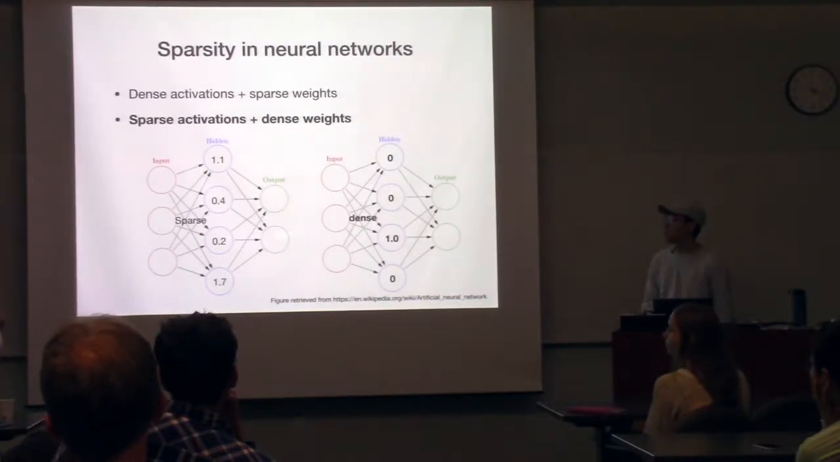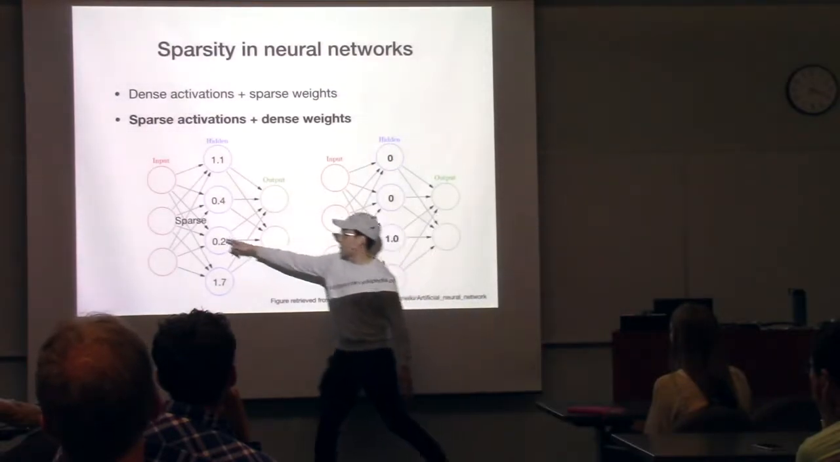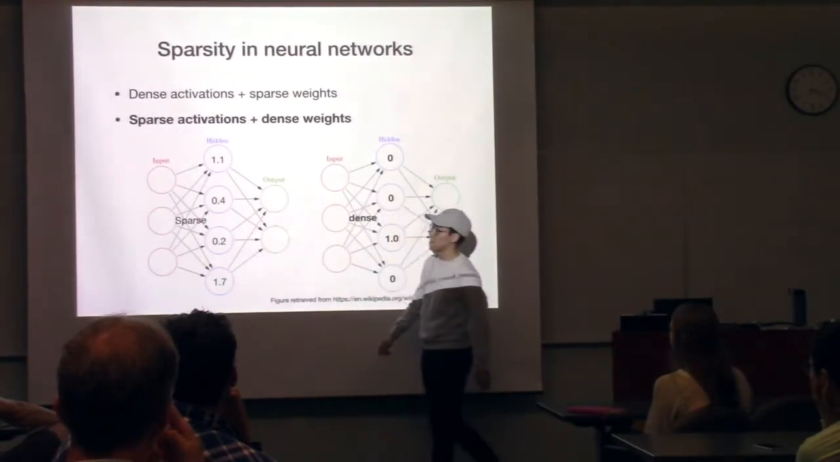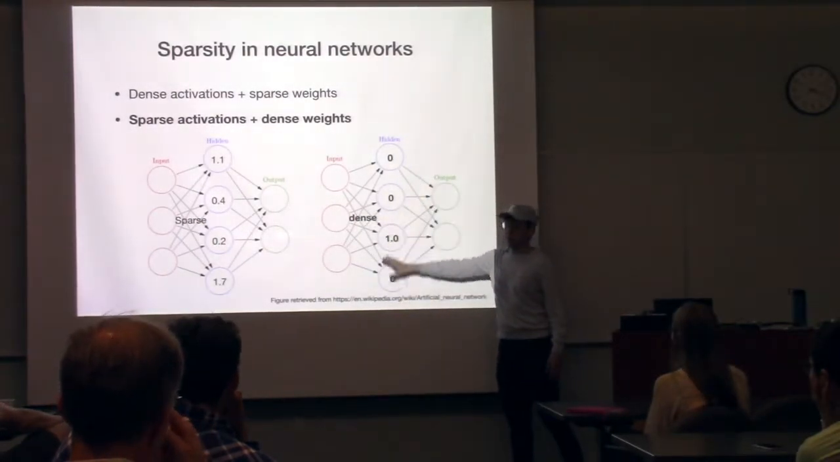Am I supposed to imagine on the left-hand side there are fewer arrows? You mean arrows for connections? Oh yeah, this connection is sparse. Some of them are zero. Some of them are missing. And on this one, the activations are zeros.